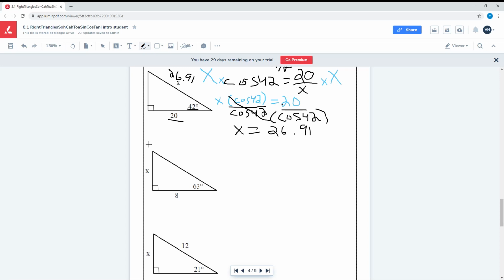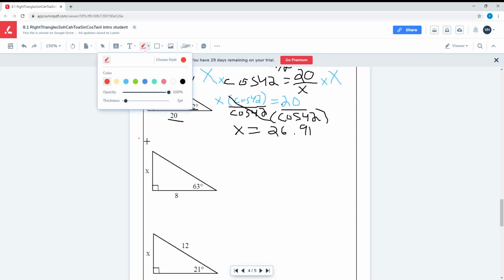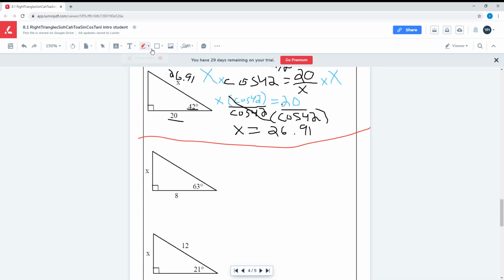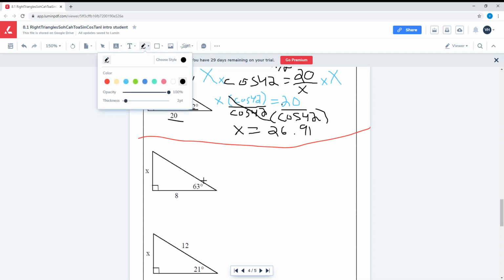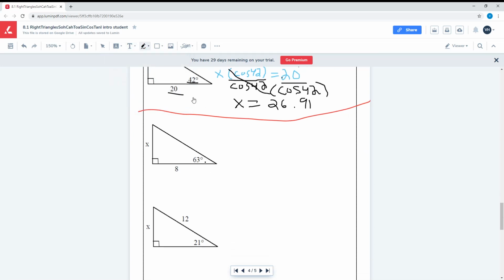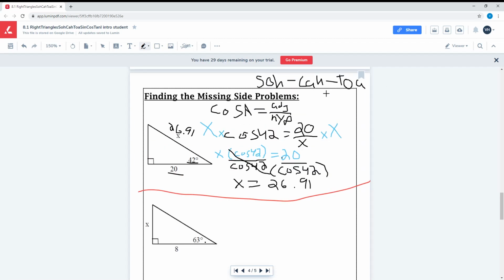And let's try it again. I'm going to put a color here. Boom. And let's go back to black. Okay, so now we have to do that same thing. We have to figure out which function we are using. Are we using sine? Are we using cos? And are we using tan?